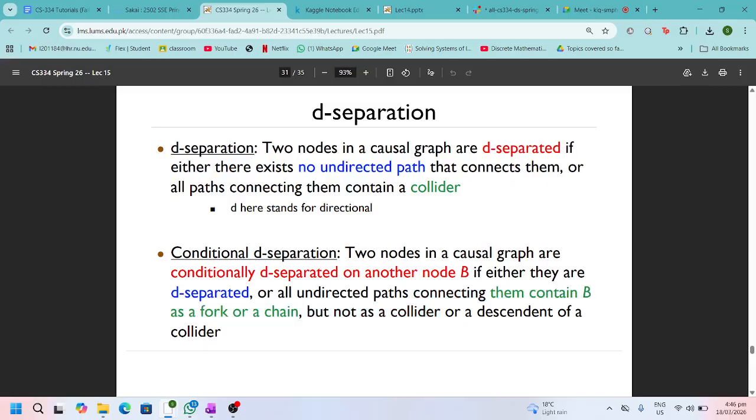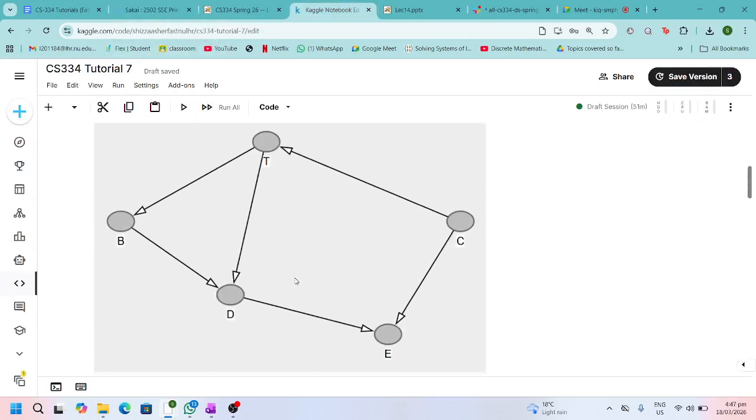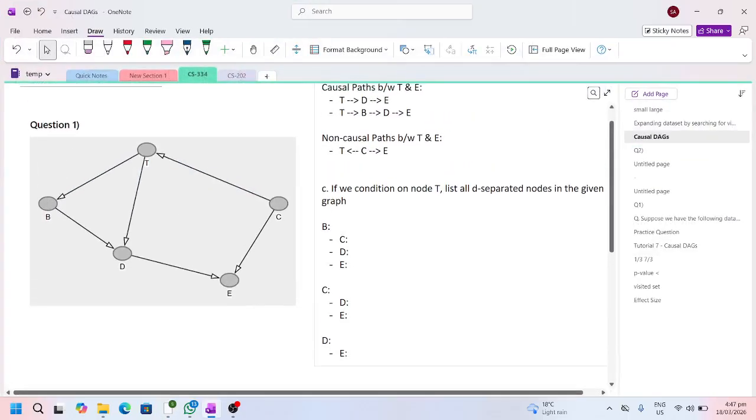The other important part of this is कि आप collider के descendant पे भी condition नहीं करते. अगर collider के descendant पे आप condition करें तो it gives you some information about the collider, hence partially blocking the collider or fully blocking the collider. And you know, when you block a collider, then those nodes are not deseparated anymore. Does that make sense? Yes. Yeah, we will look at this through an example for sure as well. But I think in this question this doesn't apply, but we will look at another question right after this one.